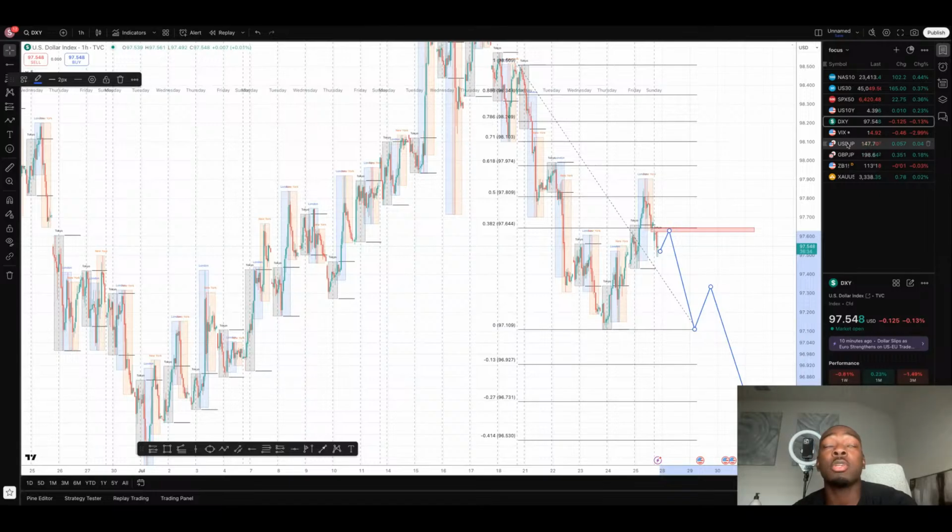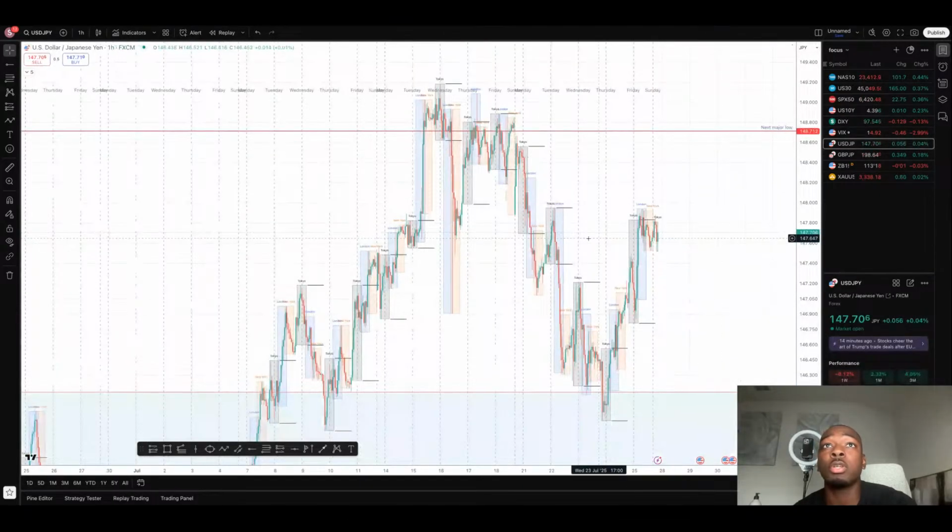And then the same direction will be going on for USD JPY. So what I'm looking for on this is for it to come up, maybe swipe this liquidity. If not, honestly, hold this level and sell down. That's pretty much what I'm looking at for the week.